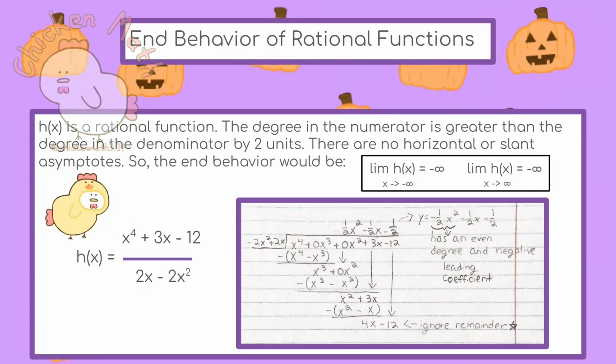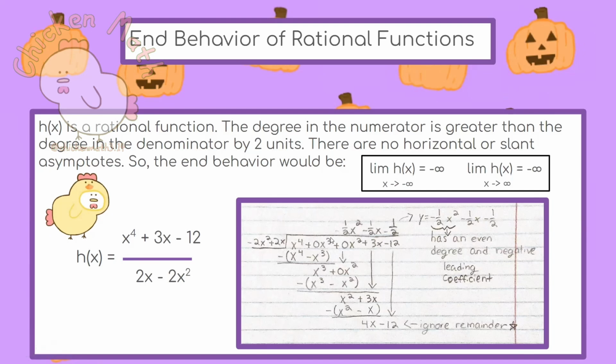All right, so now we're going to be looking at an example where we're going to be finding the end behaviors of a rational function. So right here we have h of x, and we want to be looking at the degrees. So the degree in the numerator is 4, and the degree in the denominator is 2. So since the degree in the numerator is greater than the degree in the denominator, we're not actually going to be having a horizontal or slant asymptote, but we can still find the end behavior by long dividing our numerator and our denominator. So right here, you can see how we long divided.